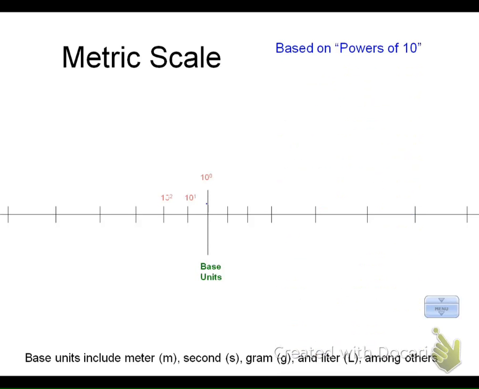All right, as we continue on, we get bigger, 10 to the second power. That's one more step, that's 100. One more step is 1,000, 10 to the third power. Now after that, we're going to take a giant step. We go from 10 to the third to 10 to the sixth.